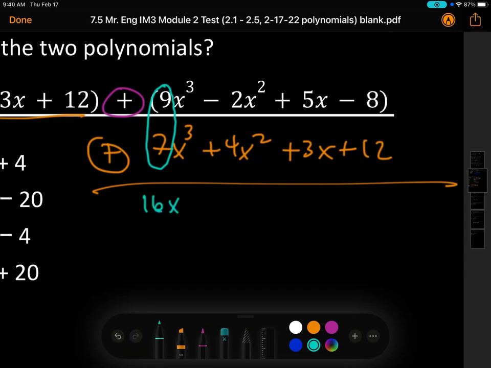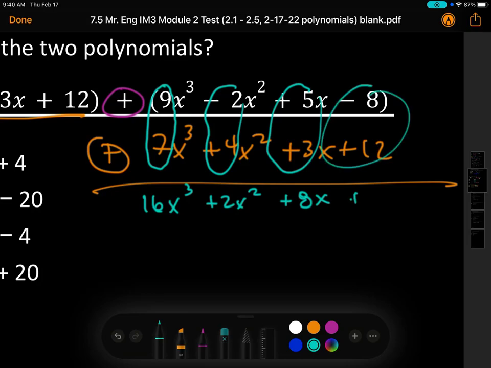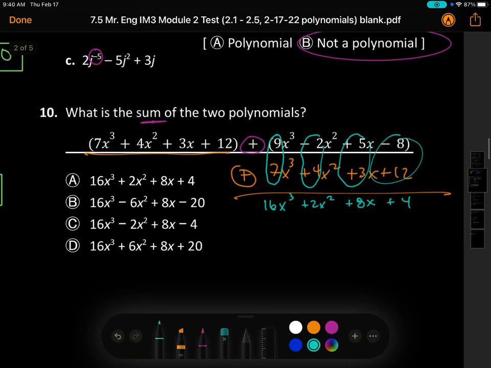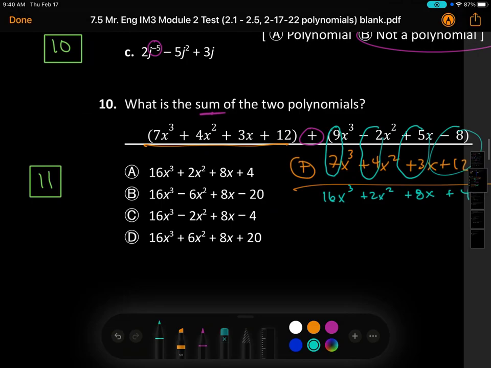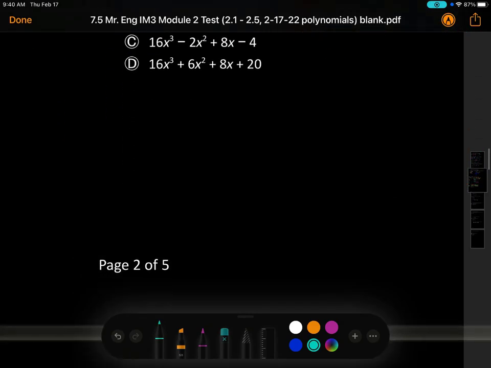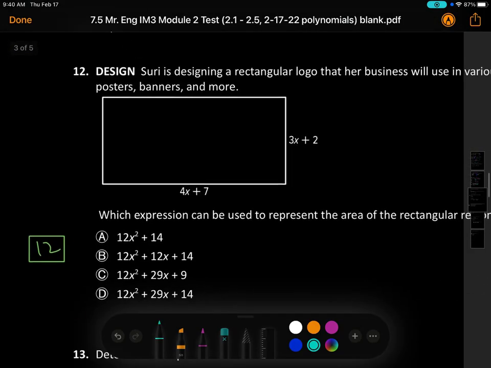So this would be 16x to the third. Notice the exponent here does not change. Okay? -4 plus 2 gives me positive 2x squared. That is 8x, and this would be a positive 4. And response number 11 is A. Alright, let's move on to the next one here.